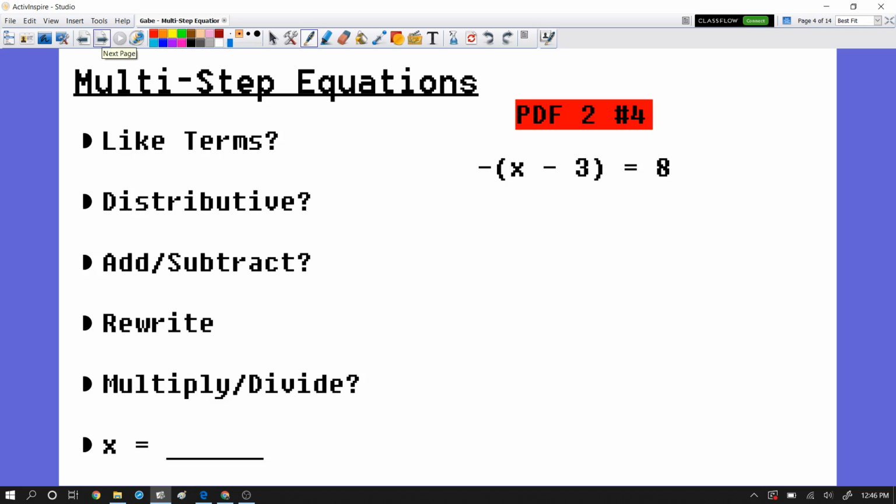This is where another little tricky thing comes in. Whenever you see a negative in front of a problem like this, that means you're distributing a negative 1 to everything inside. And we're going to go over distributive property. I just wanted to make sure, perhaps you were going to do it. I just noticed you made a mistake on this. So negative 1 times x is negative 1x. Negative 1 times negative 3 is positive 3 equals 8. So we didn't have any like terms, but we did have distributive.